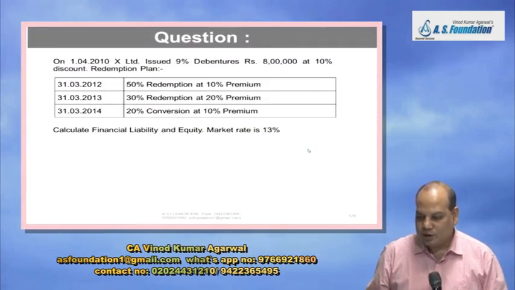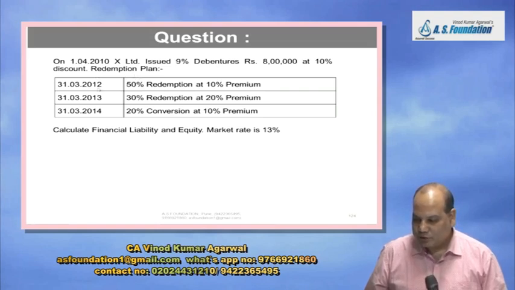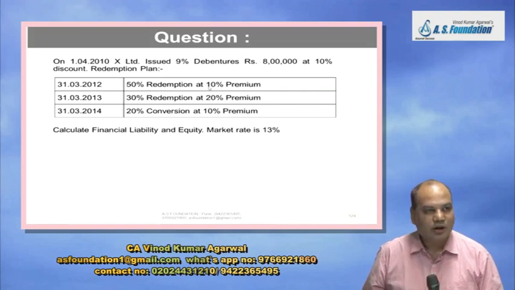On 1/4/2010, X Limited issued 9% debentures, rupees 8 lakh, at 10% discount. Redemption plan: 31st March 12, 50% redemption at 10% premium. 13, 30% redemption at 20% premium. 14, 20% conversion at 10% premium. So 80% you have to redeem in cash, 20% is mandatory conversion.